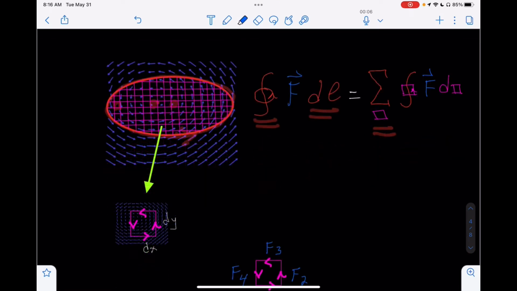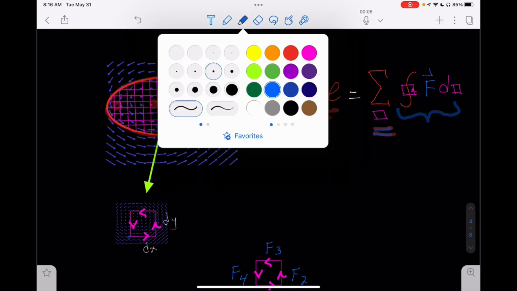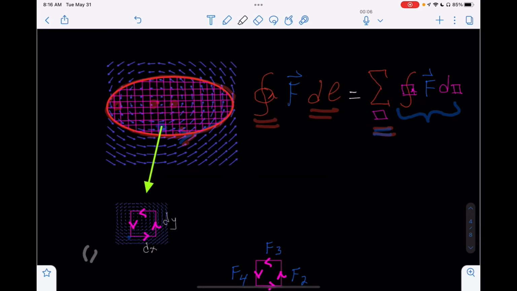So what we're going to do next is calculate the path integral, or the circulation, for one of these very small surfaces right there, and add them all up, and it's going to give us the circulation for the red path. So zooming into one of those small surfaces at a point x, let's say point xy, x and y, so that point right here.